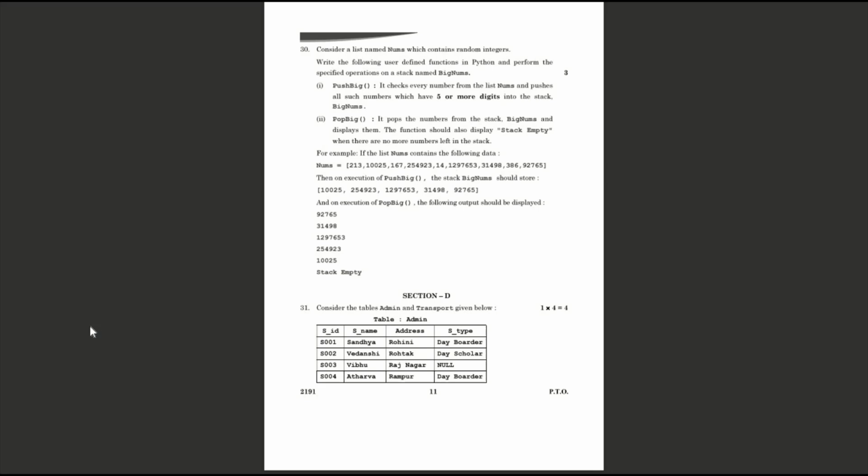For example, if the list nums contains the following data and we have been given a list, then on execution of push_big, the stack bignums should store 10025, 254923, 1297653, 31498 and 92765. And on execution of pop_big, the following output should be displayed.